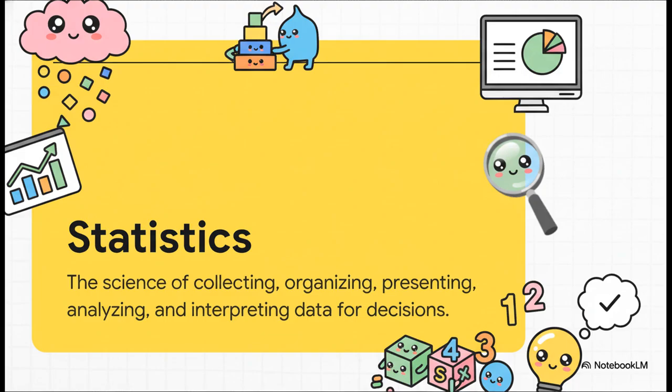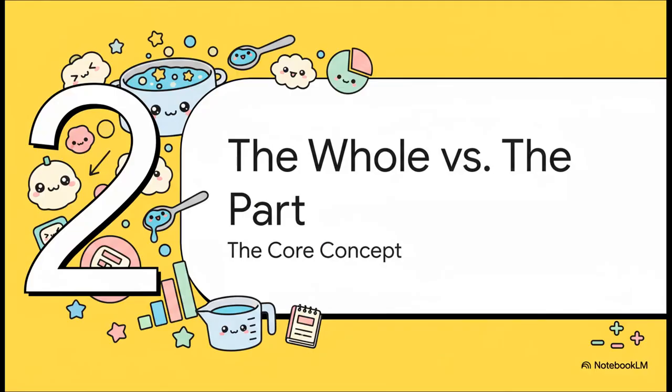At its heart, this is really what it's all about. Statistics is a process. It's a systematic way to take all this raw information, that's the collecting part, and then shape it into something we can actually understand, that's the organizing and presenting. And then you dig into it to find the real meaning, that's the analyzing and interpreting part. And the whole point of all of this? It's just to help us all make better, more informed decisions. Simple as that. Now, if you only remember one thing from this explainer, please make it this next concept.